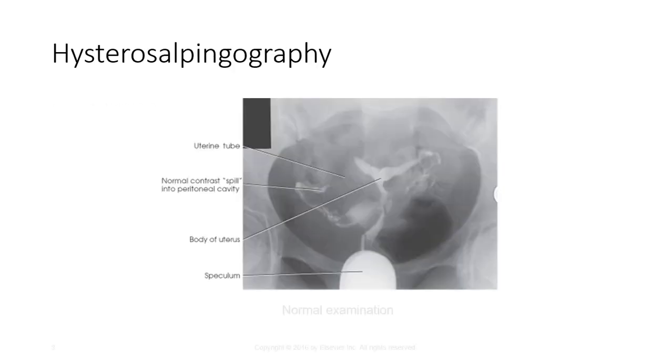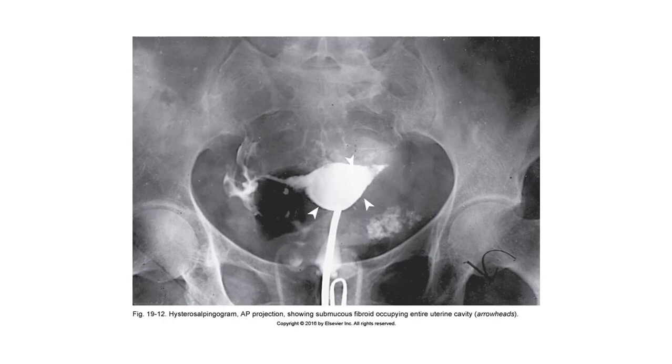Hysterosalpingography is performed to determine the size, shape, and position of the uterus and uterine tubes, and it can delineate lesions such as polyps, submucous tumor masses, or fistulous tracts, as well as investigate patency of the uterine tubes in patients who are unable to conceive. It involves the introduction of a water-soluble radiopaque contrast into the uterus via a cannula.